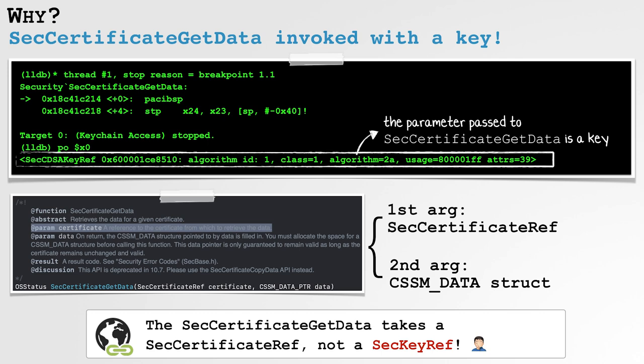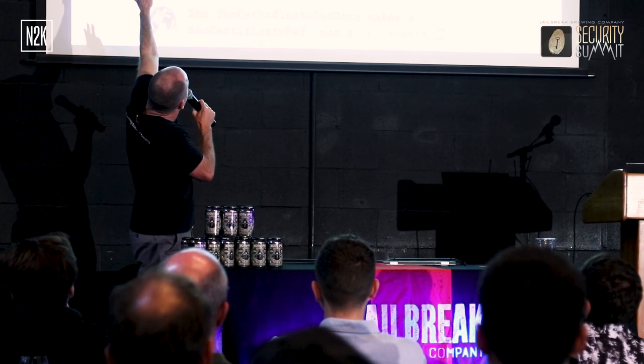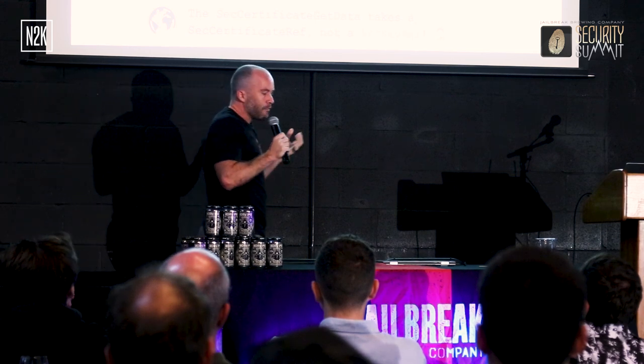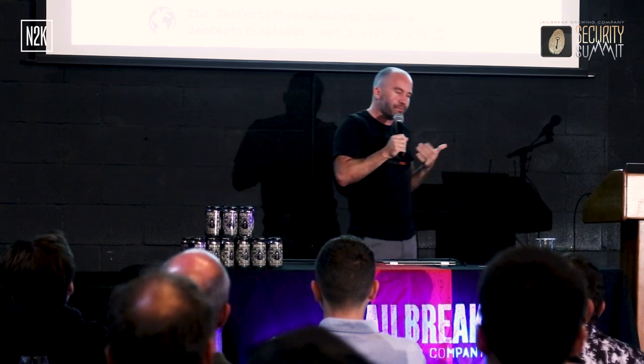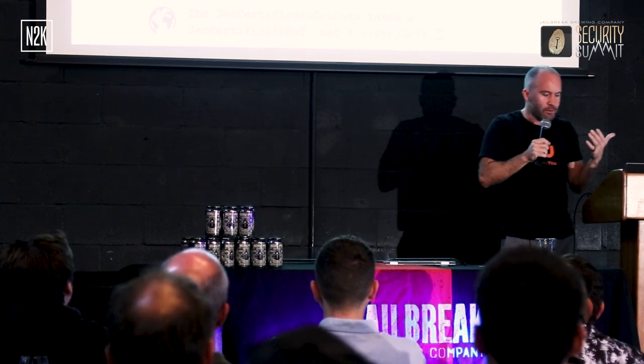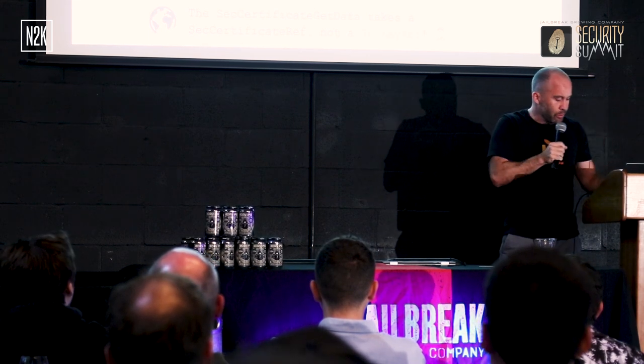However, in the debugger, we can print out X0, which contains the first argument, the parameter, and we can see that it is not a certificate, but rather it's a key, right? It's a SecCDSAKeyRef. Obviously, if you pass a key object to an API that's expecting a certificate object, this is an object type confusion issue, and at worst or best, it will crash. At worst, there are opportunities perhaps to exploit this.